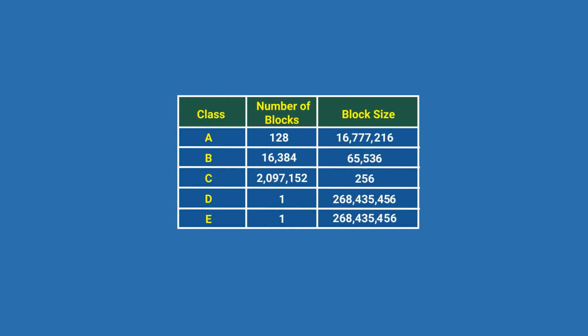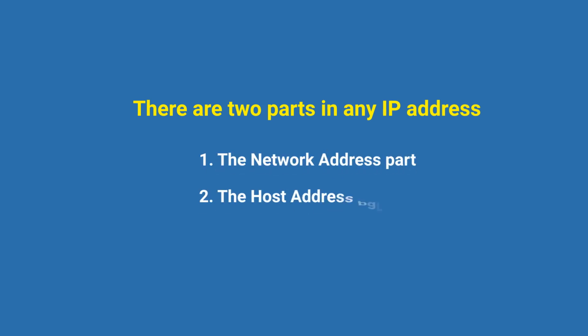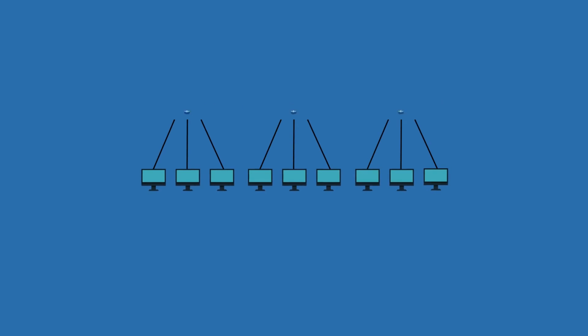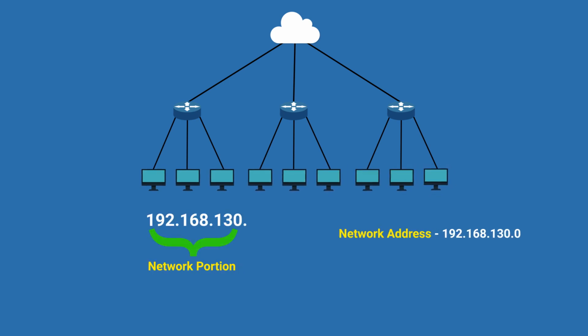One problem with classful addressing is that each class is divided into a fixed number of blocks, with each block having a fixed size. There are two parts in any IP address: the network part and the host part. The network part is used to identify the network, and the host part is used to specify the number of supported hosts. The network portion has the same value for all hosts on a single network, such as an Ethernet LAN.